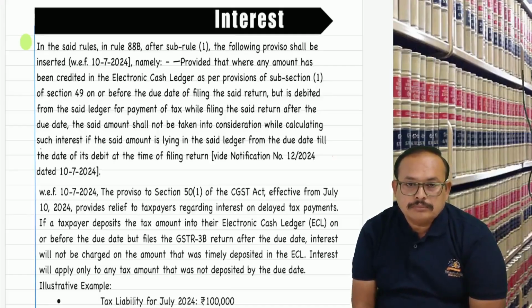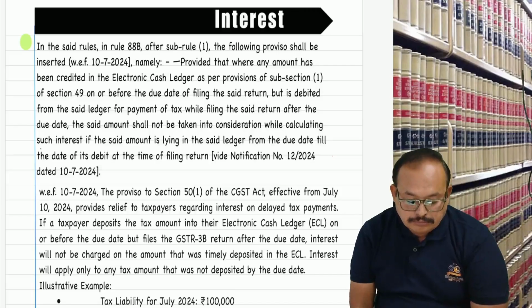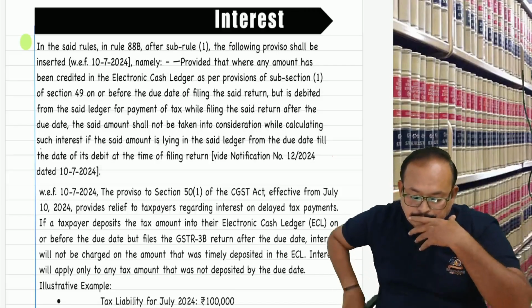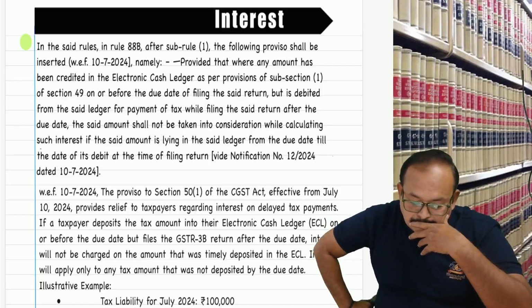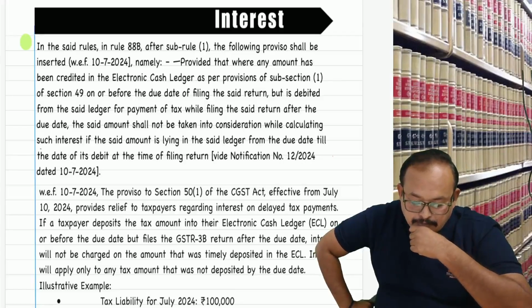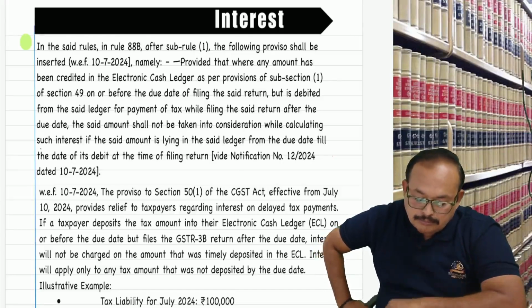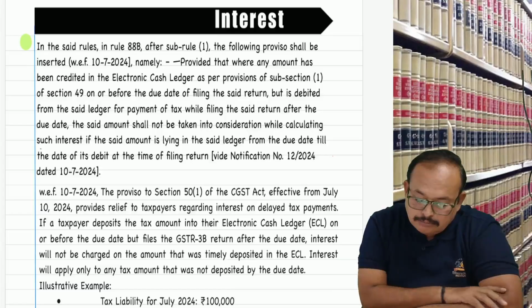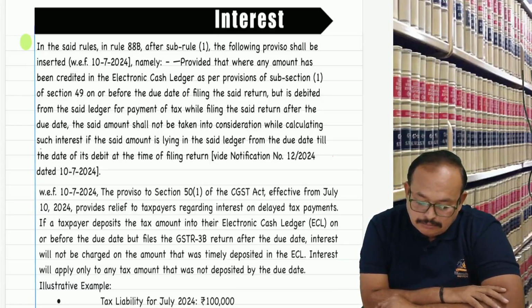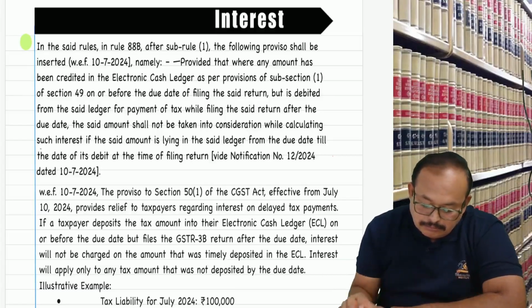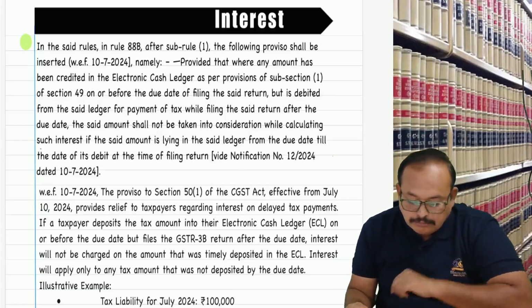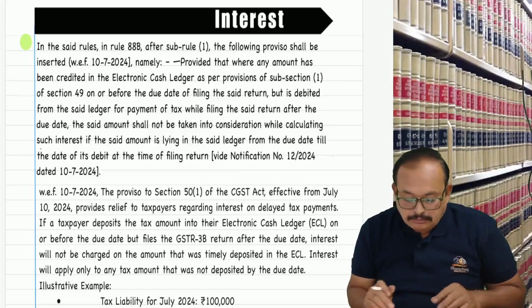With effect from 10/7/2024, the proviso of section 50 subsection 1 of the CGST Act, effective from July 10, 2024, provides relief to taxpayers regarding interest on delayed tax payments. The taxpayer deposits the tax amount in the electronic cash ledger on or before the due date but files the GSTR 3B after the due date. Interest will not be charged on the amount that was timely deposited in the ECL. Interest will apply only to any tax amount that was not deposited by the due date.